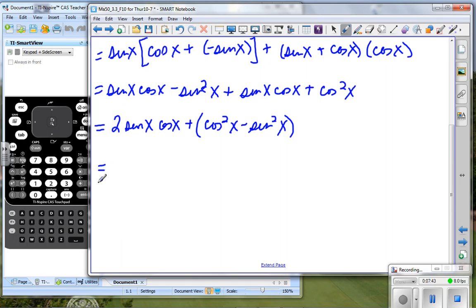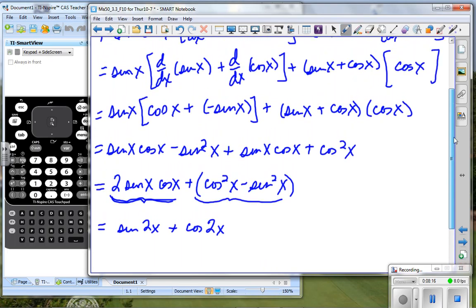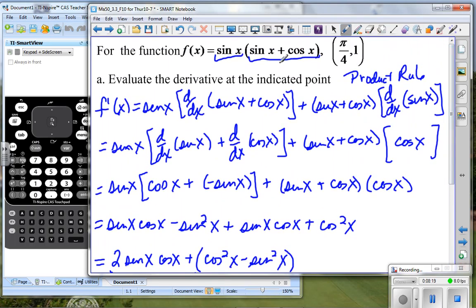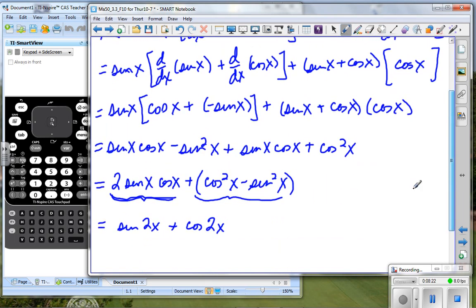Again, look in the front cover of your textbook. You'll notice that there is an identity: 2 sine x cosine x can be written as the sine of a double angle. And if we look at the statement cosine squared x minus sine squared x, we can see that that is another way of writing cosine 2x. So the derivative of this function is equal to sine 2x plus cosine 2x. Now, let's go back.